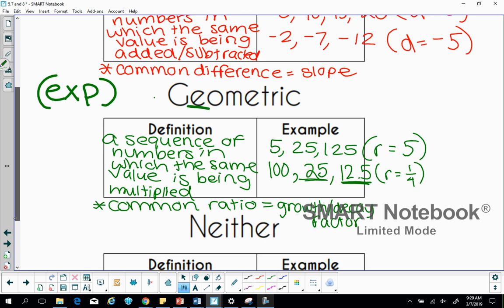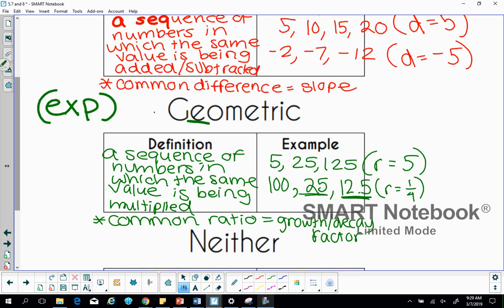Lastly, neither is if it's not arithmetic or geometric. You don't really need to write that down.